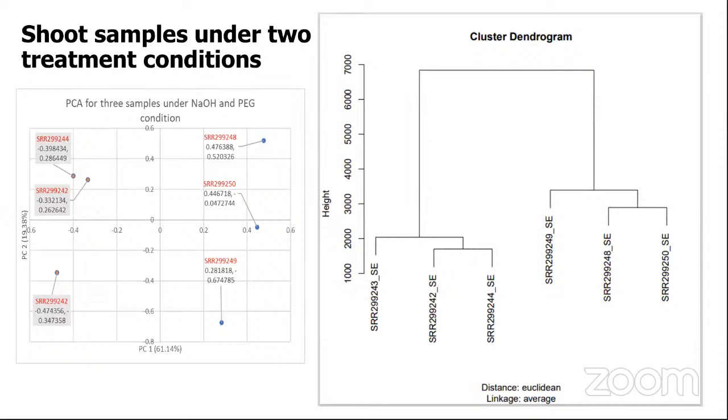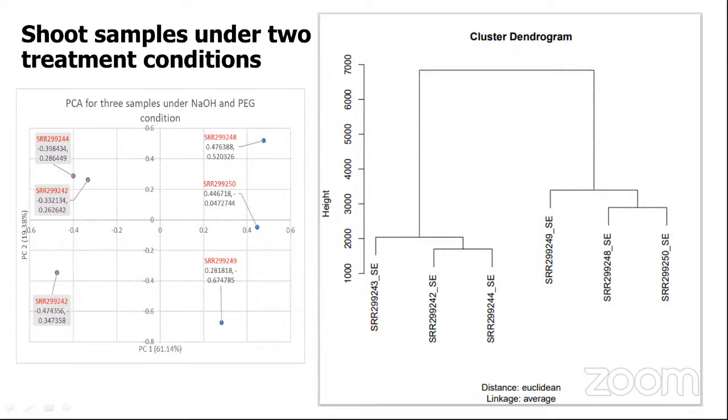At the beginning, I first performed a test analysis where a subset of six SRA files were analyzed, and these six SRA files were from two different treatments, that is sodium hydroxide and PEG. I observed that from the principal component analysis that I conducted, they were nicely separated into two groups based on the treatment condition. And similarly, I did a cluster analysis, and the same observation was observed.